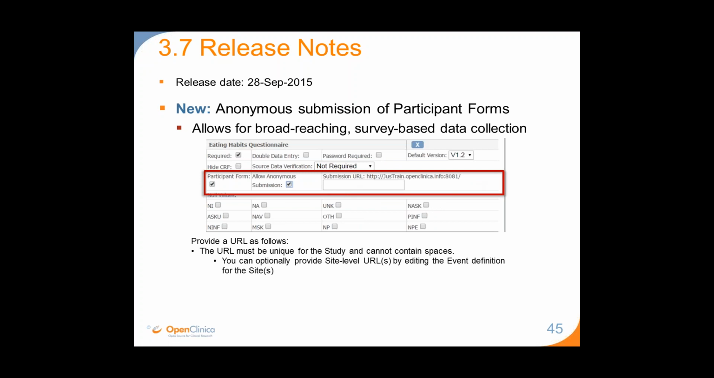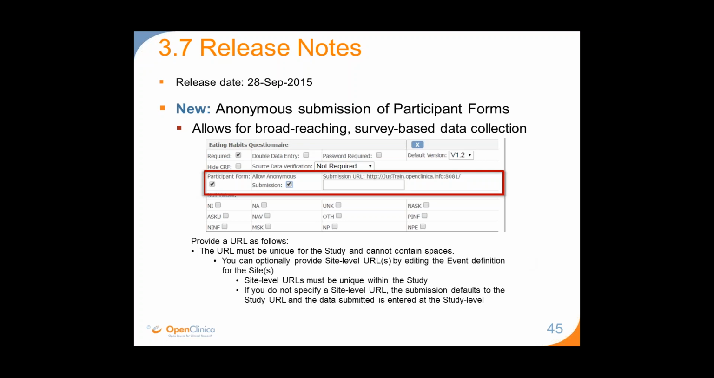You can also provide site-level URLs. Maybe you're doing a survey in the US and also in France and also in Japan. You could have a site-level URL so that you could have US, France, and Japan as different sites. You would just have to edit the event definition for the specific site in order for that to happen. Site-level URLs must be unique within the study. And if you do not specify site-level URLs, then all of the submission defaults to the study URL. The data is entered at the study level in that case.